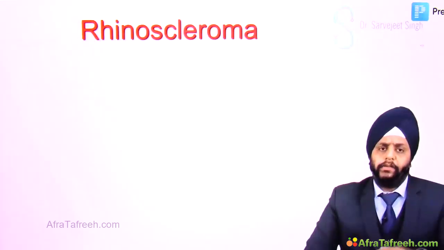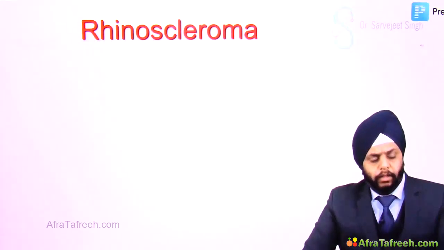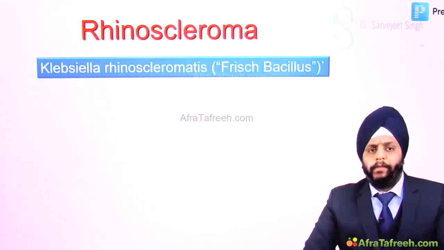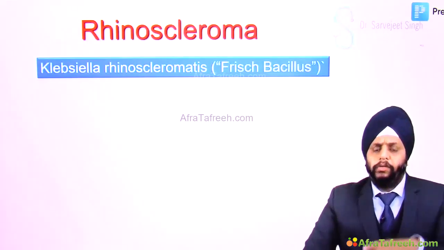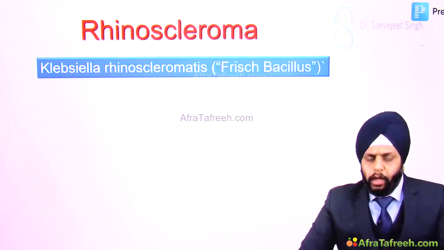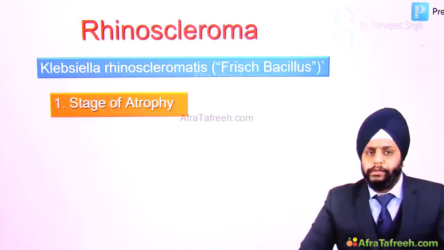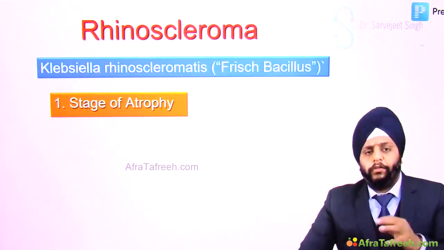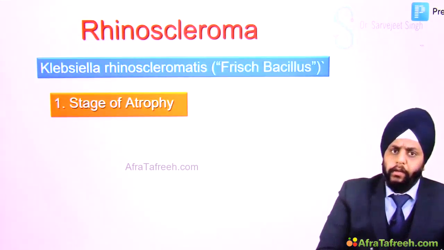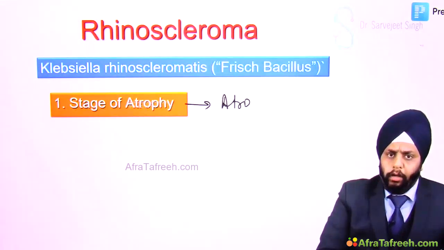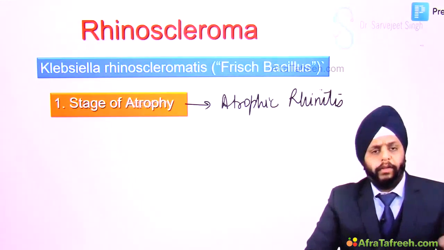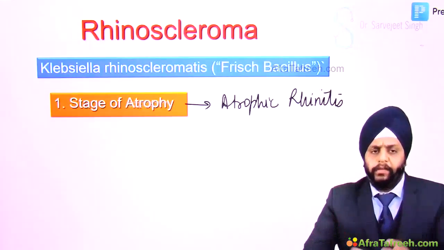Next let's come to rhinoscleroma. This disease, rhinoscleroma, is caused by Klebsiella rhinoscleromatis, also known as fish bacillus. This disease, rhinoscleroma, generally consists of 3 stages. Stage number 1 is the stage of atrophy. Now this stage of atrophy is similar to atrophic rhinitis that we have just discussed previously. It is exactly the same.